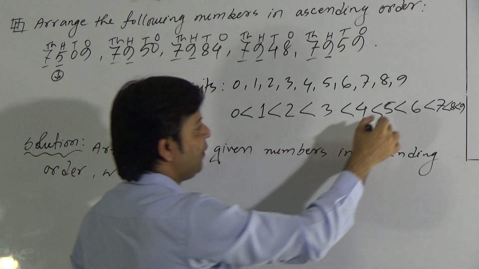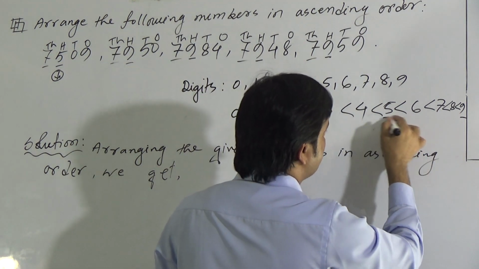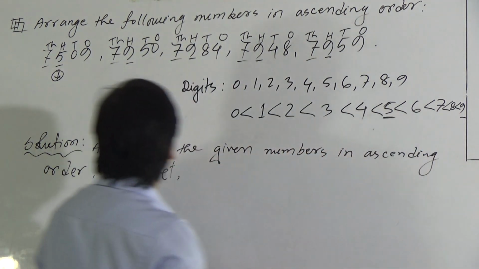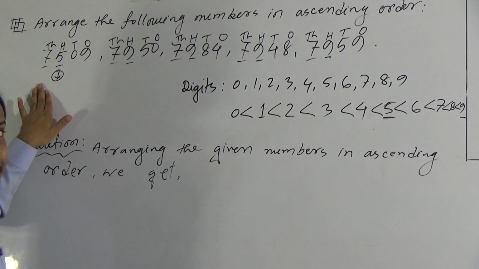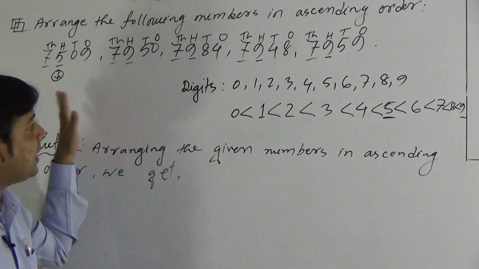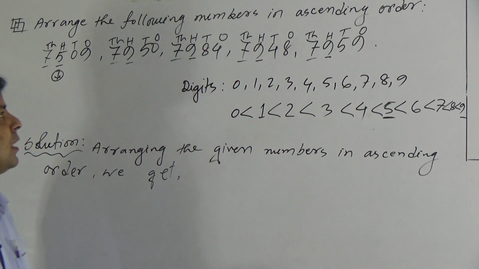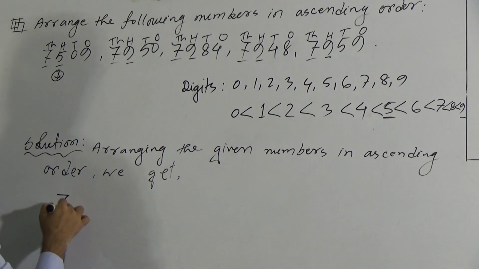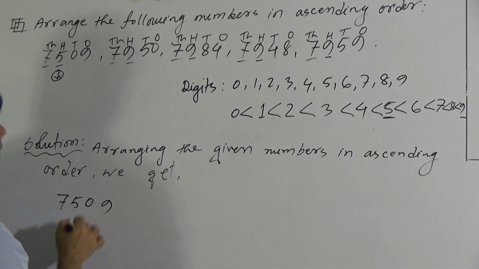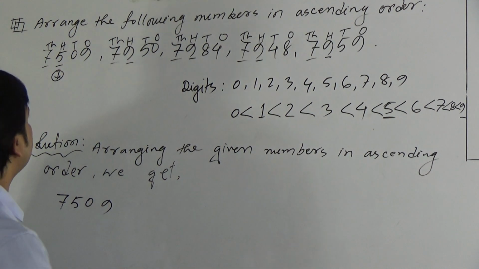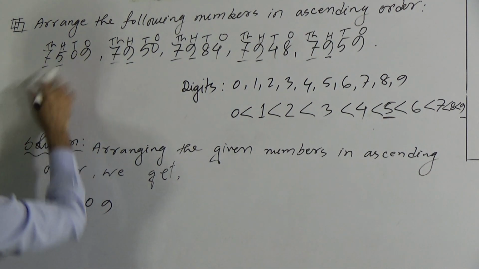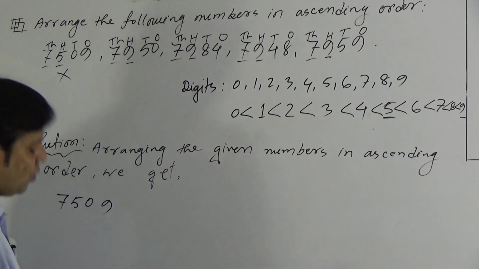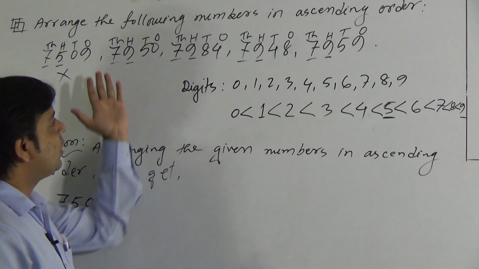If you compare 5 and 9, here 5 is the smallest digit. So we can say the number containing 5 in hundreds place is the smallest number. So we can write here 7509. This is the smallest number. So this one is done. As this one is finished, we can go to the next 4 numbers.